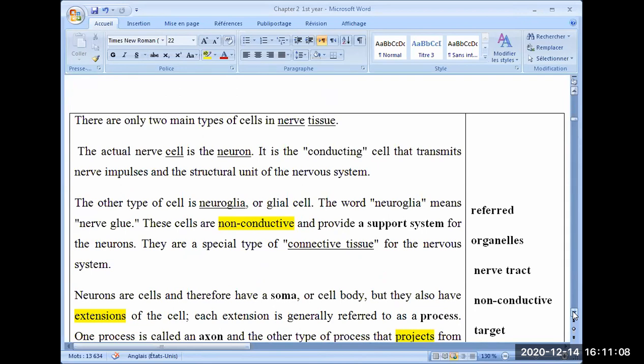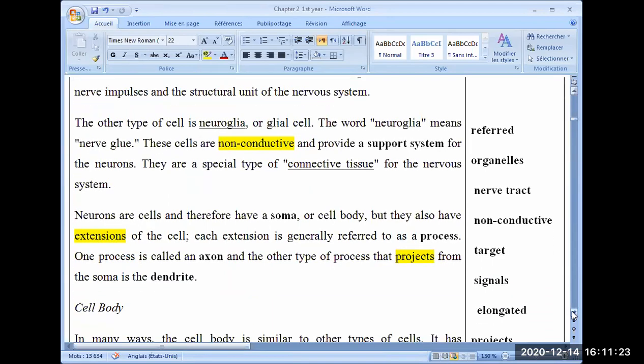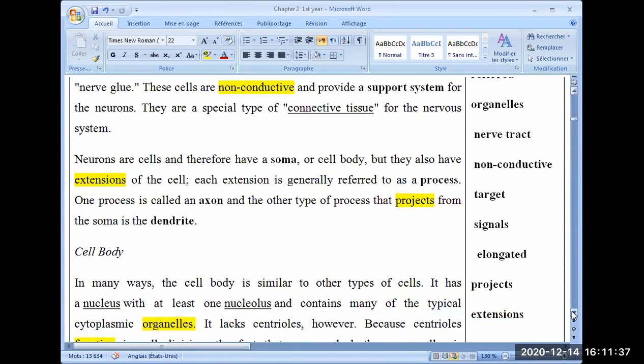The word neuroglia means nerve glue. These cells are non-conductive and provide a support system for the neurons. They are a special type of connective tissue for the nervous system. Neurons are cells and therefore have a soma or cell body, but they also have extensions of the cell. Each extension, which are the dendrites and axons, is generally referred to as a process. One process is called an axon, and the other type of process that projects from the soma is the dendrite.